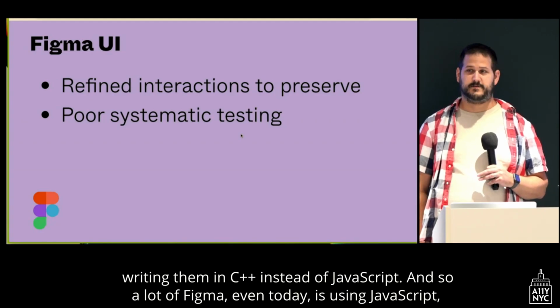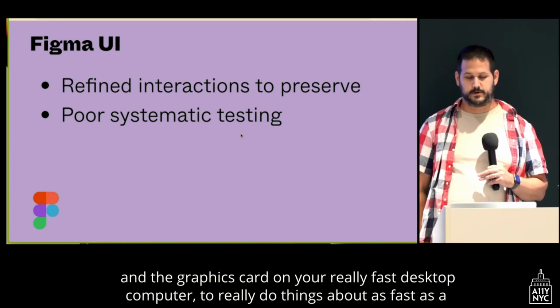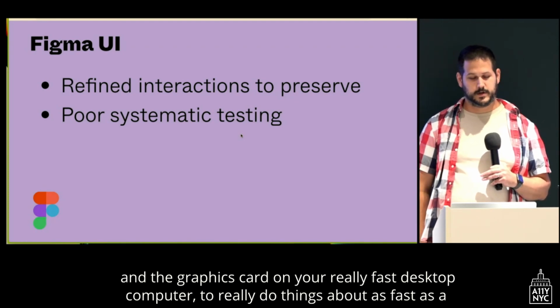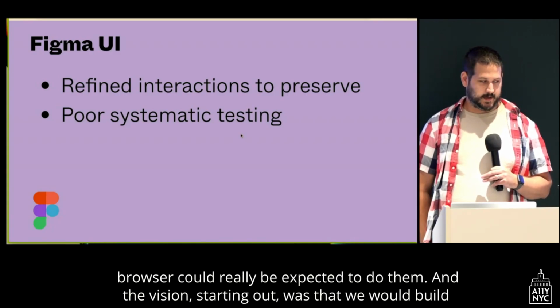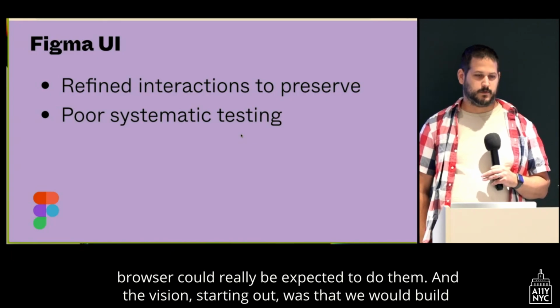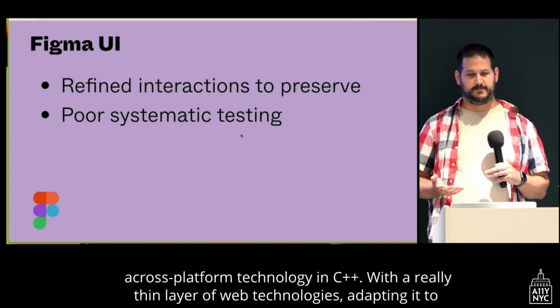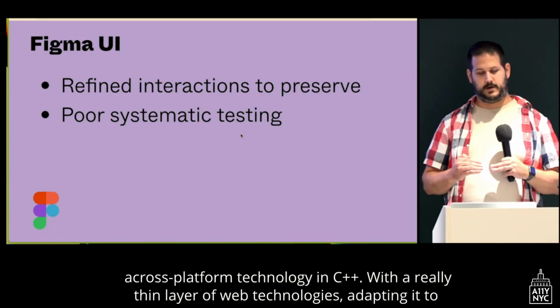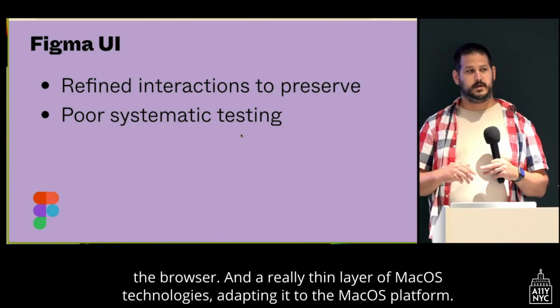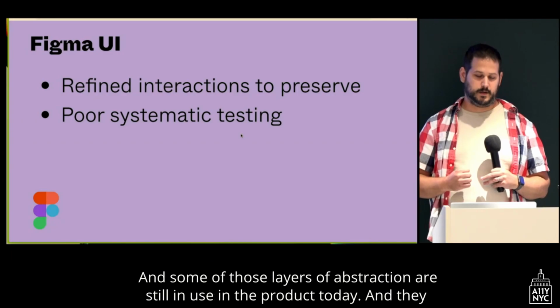And so a lot of Figma, even today, is using WebAssembly and the graphics card on your really fast desktop computer to do things about as fast as a browser could be expected to do them. And the vision starting out was that we would build a cross-platform technology in C++ with a really thin layer of web technologies adapting it to the browser, and a really thin layer of macOS technologies adapting it to the macOS platform.